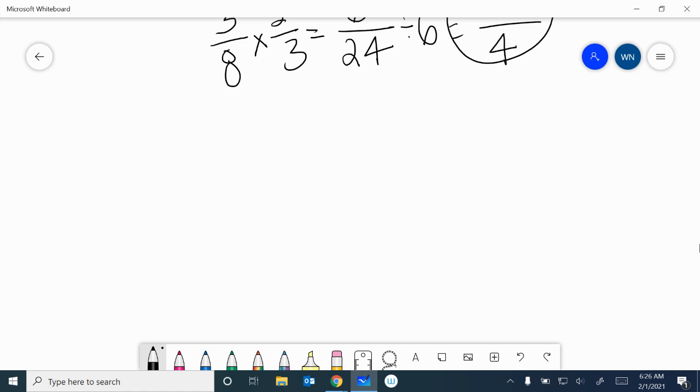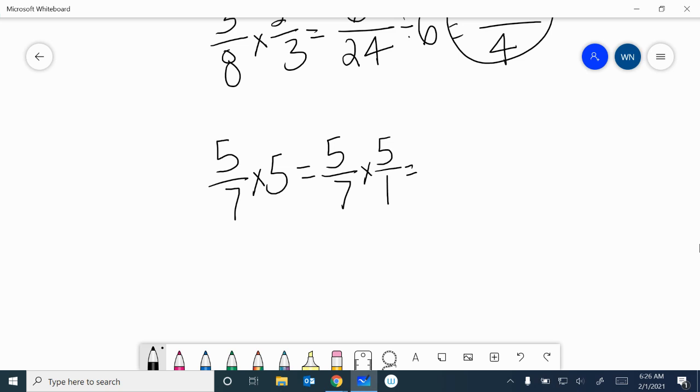Let's do 5/7 times 5. Go ahead and try this one on your own. For this one, you should have rewritten it as 5/7 times 5 over 1. When we do it that way, we just need to multiply. 5 times 5 is 25 over 7 times 1 is 7. Now, I know that's an improper fraction, and I can't leave it like that. So let's go ahead and divide.